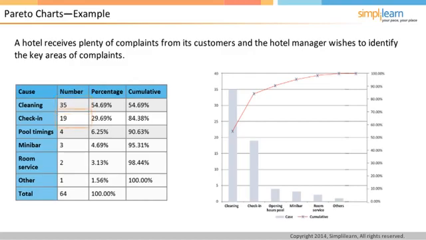Percentage is calculated for each cause of complaint, and the cumulative is derived. Pareto chart is plotted using this data. In the next screen, we will discuss network diagrams.